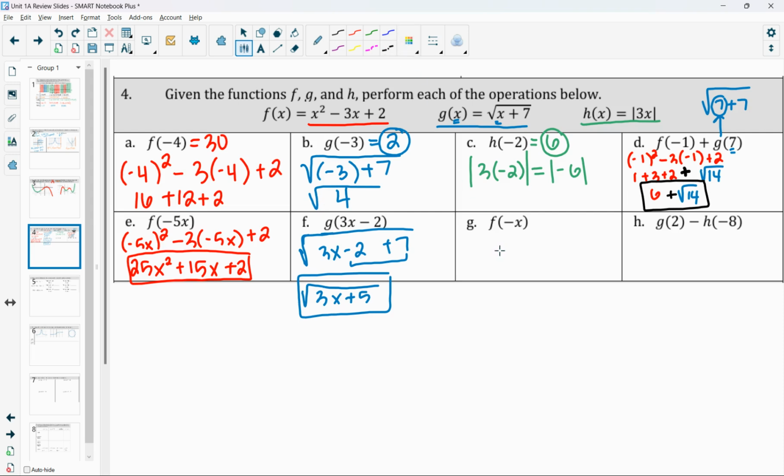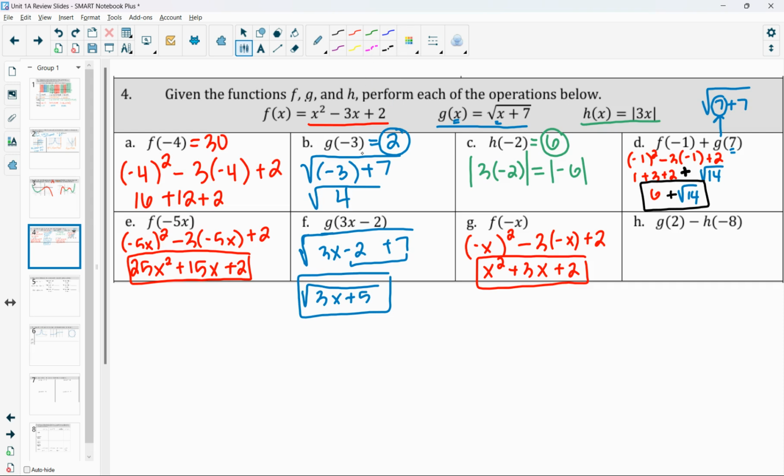G asks us to plug -x into the f function. So we'll have something squared minus 3 times something plus 2. And that something that we're putting in is -x. -x squared is +x squared. -3 times -x is +3x, and then we have the +2. And then no like terms there, so we'd be done.